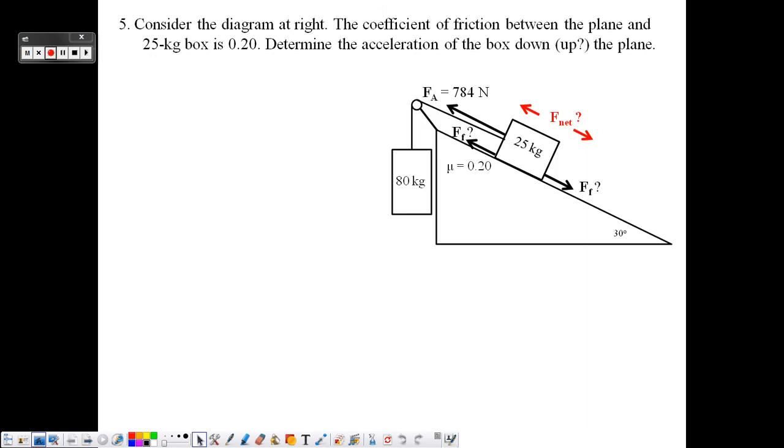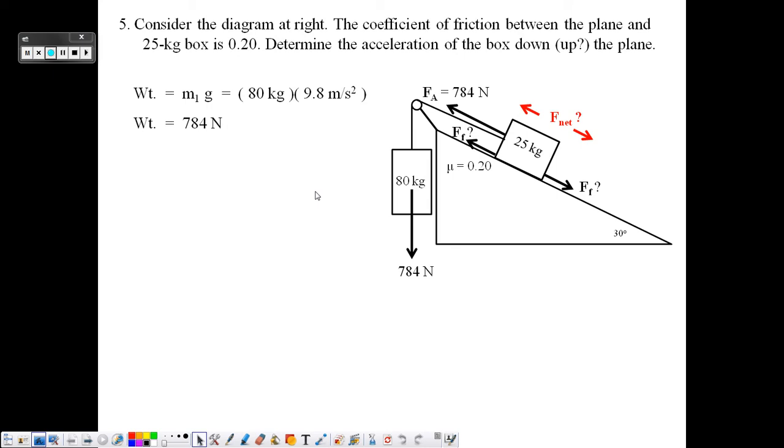Okay, lastly, we have this interesting example. We want to determine the acceleration of the box on the plane. Now, we're not sure quite whether it goes down or up yet. We have to figure out some things. If it moves, it is because of the weight of this 80 kilogram box, which turns out to be 784 newtons. And that is transmitted by the string to this box. So there's a 784 newton force pulling that box up the plane.